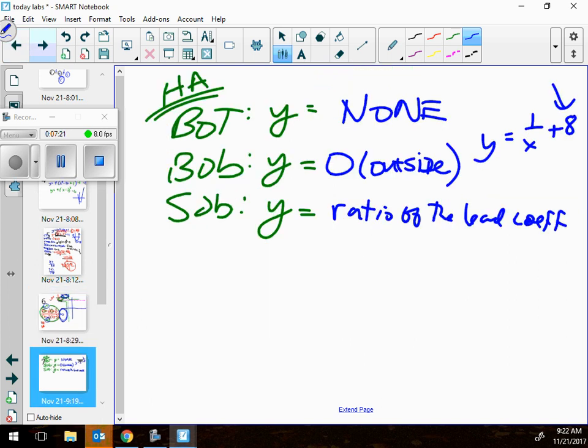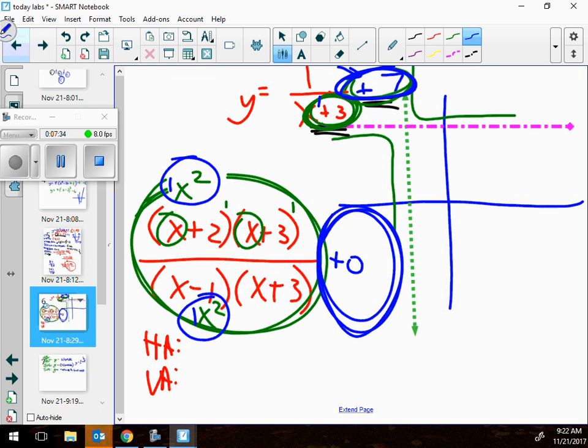That's the rules. It's the ratio of the top and the bottom, and I shouldn't say it's always 1 over 1. It's y equals the ratio of the lead coefficients. In our case, in this problem, it was a Sob, same on both, because these were the same, and it led to y equals 1 over 1, or y equals 1.